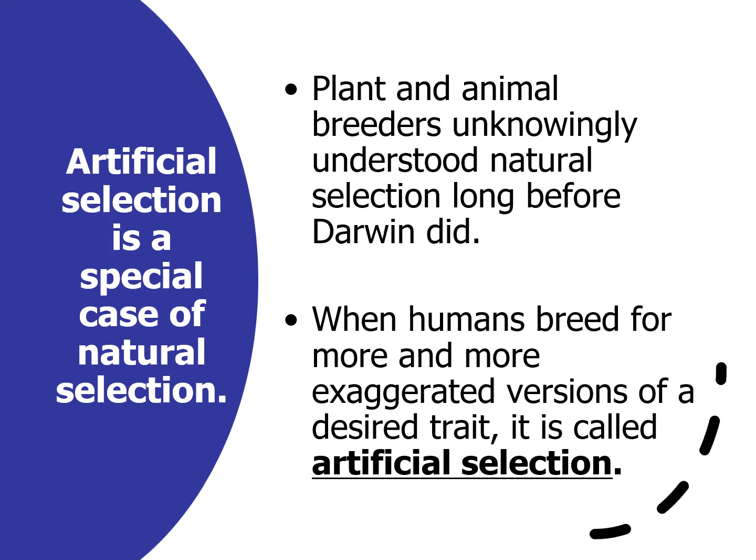Artificial selection is a special case of natural selection. How I think of this is forced evolution, or man-made evolution. Plant and animal breeders unknowingly understood natural selection long before Darwin. We've been doing it for a long time, regardless of if we knew the mechanism of how we were doing it or putting a name to it. We've been breeding animals and plants to serve our purposes, which is called artificial selection, that creates animals or plants with exaggerated versions of desired traits.